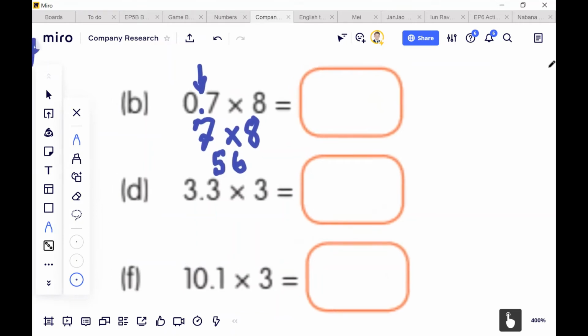Okay, so where's my decimal going to go? Is it going to go here at the end? Is it going to go here? So it should say 5.6 for that one. Okay, guys, so make sure we have 5.6.